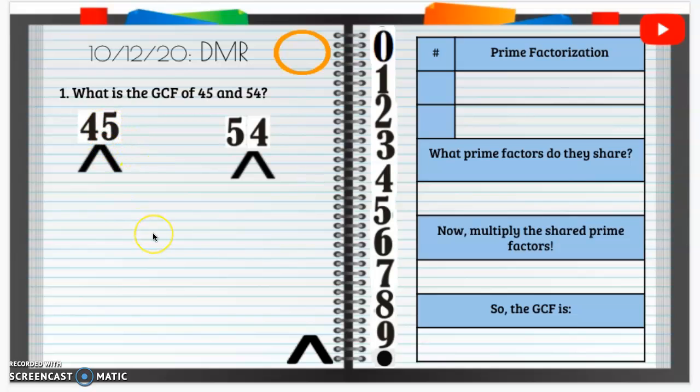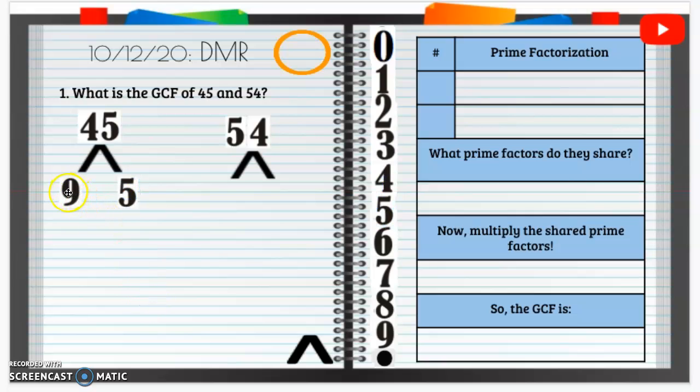45 is a composite number because you can break it down. There's more than just one in itself to multiply together to equal 45. So, what times what equals 45? Well, there's different ways that you could do this, but I know that 9 times 5 equals 45. Absolutely. So I'll have 9 there times 5.